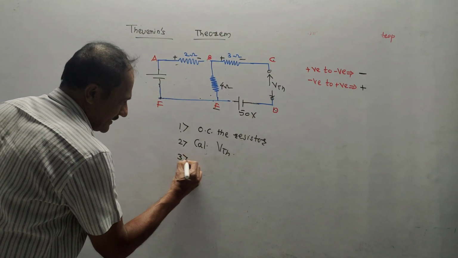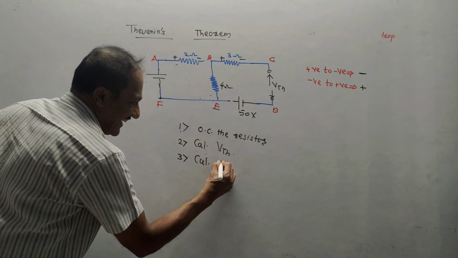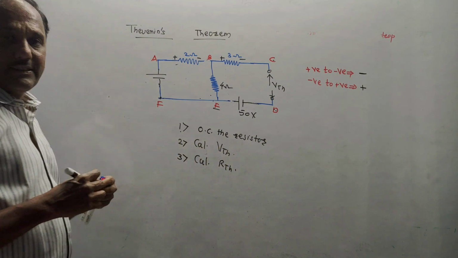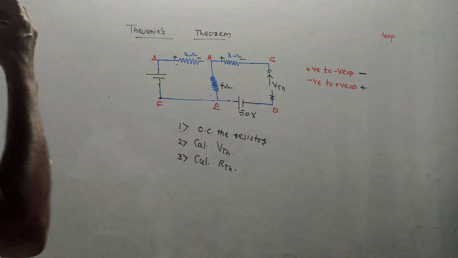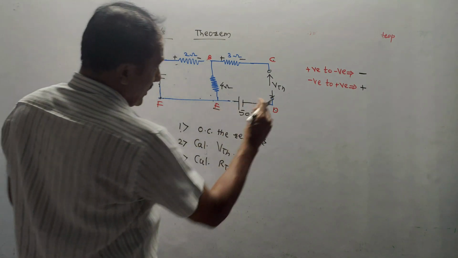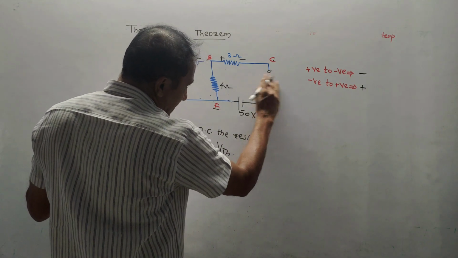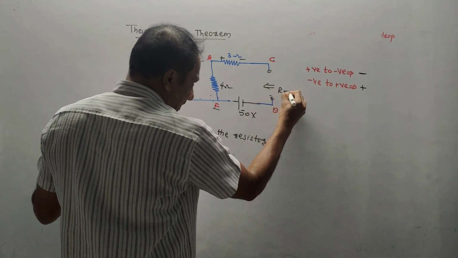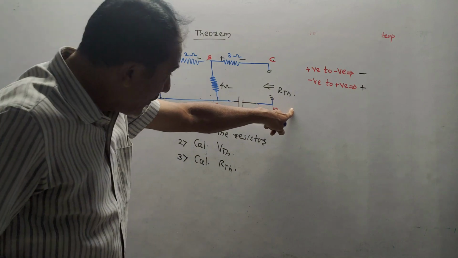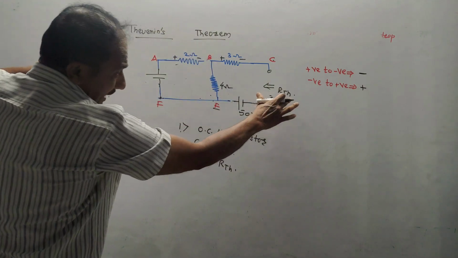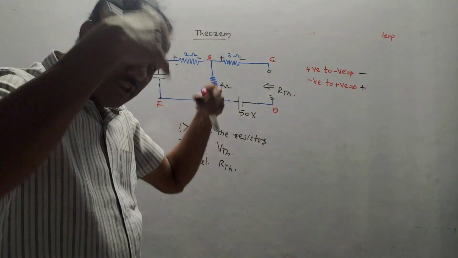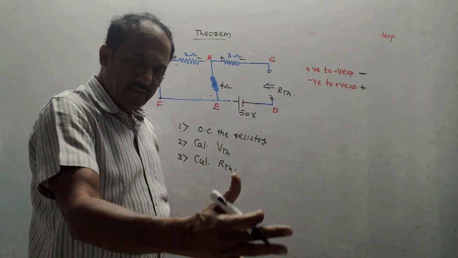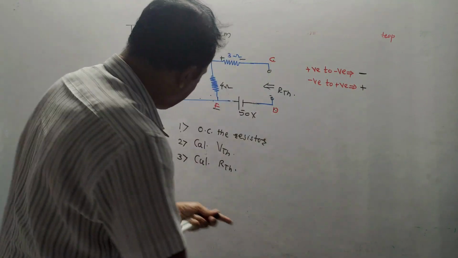And third step is calculate RTH. RTH is known as Thevenin's equivalent resistance. How to do it? Again, make use of the same rule. From this point, you have measured VTH. Now, from this point, look at the network and you will have to calculate RTH. How to do it? While calculating RTH, if in the circuit voltage sources are there, short circuit it. If current sources are there, open circuit it.